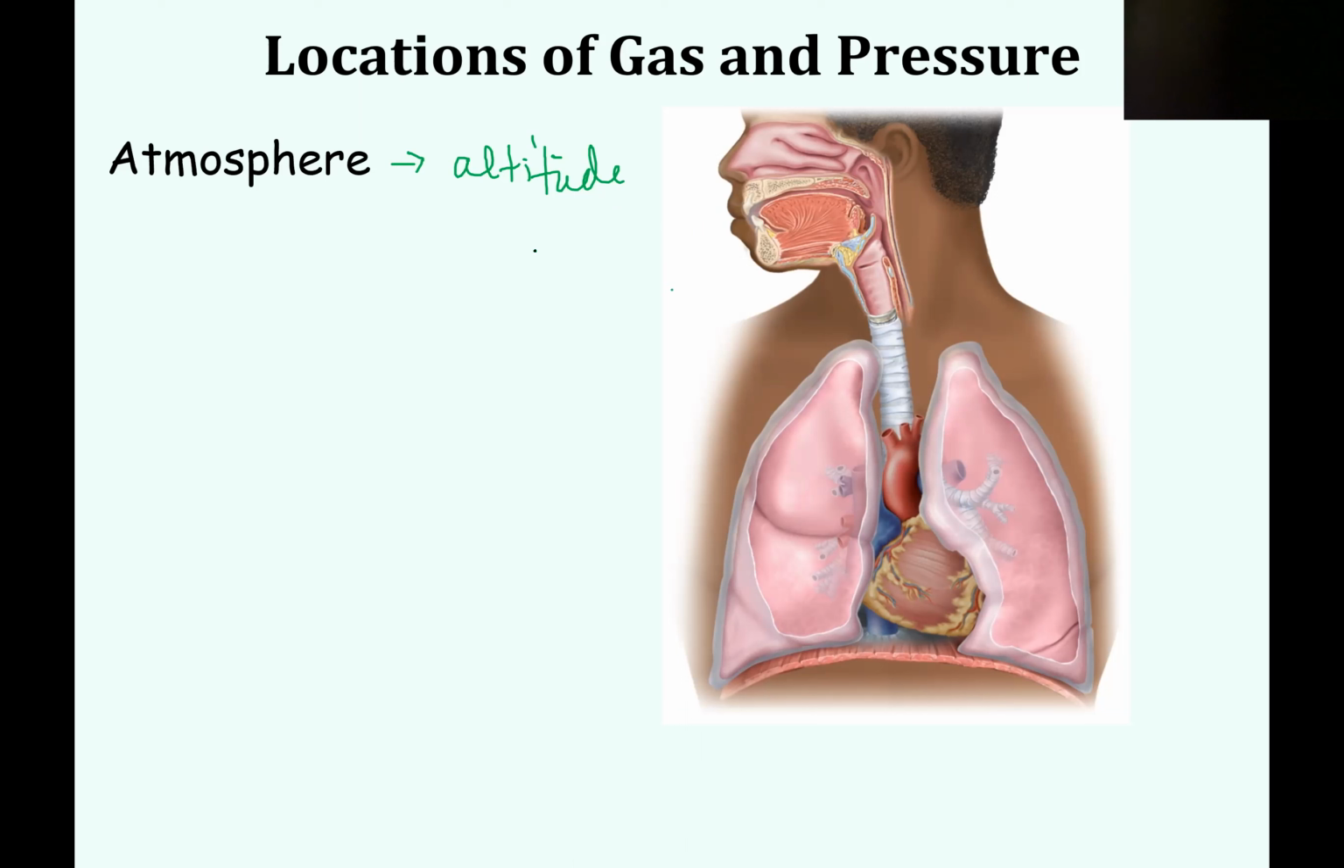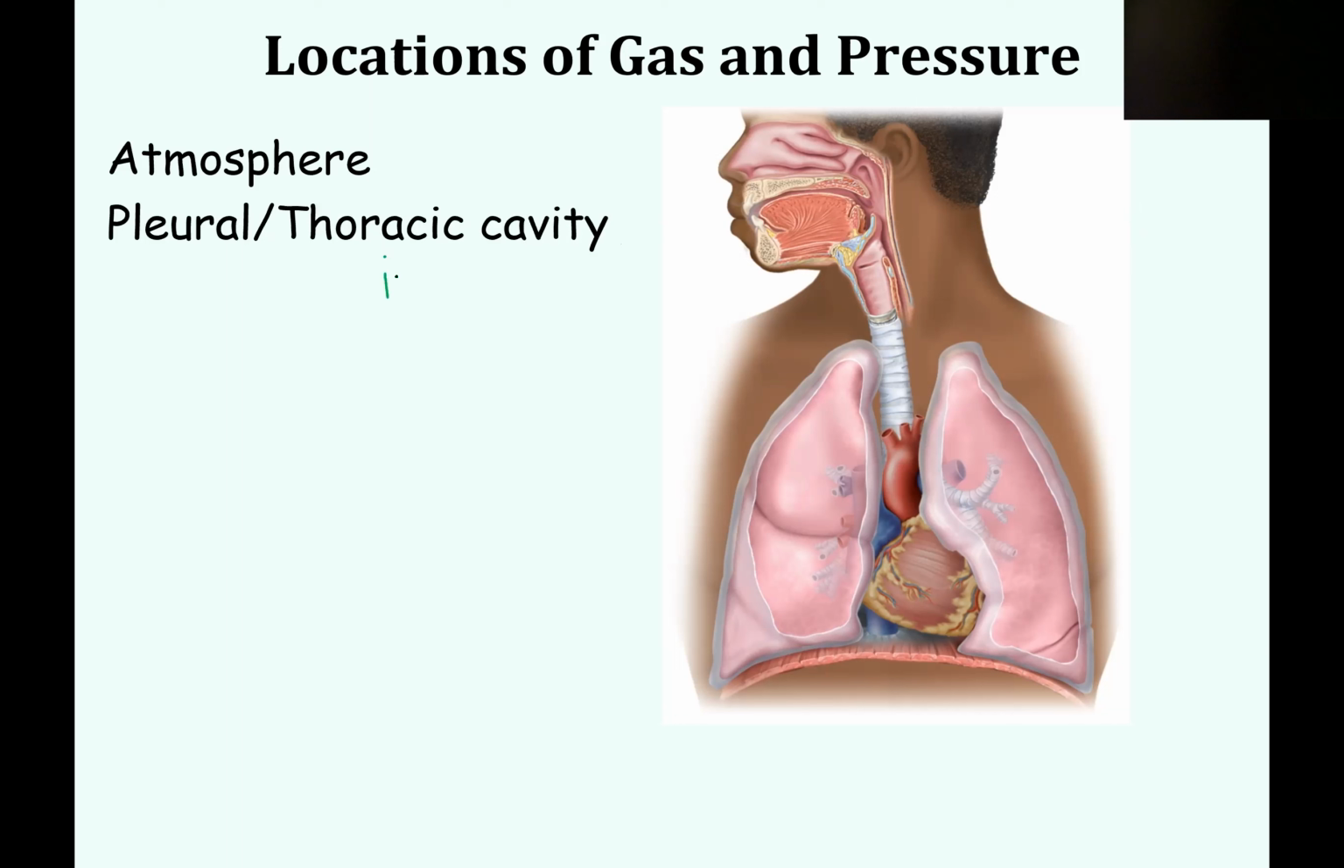Okay. The second location for gases and pressure is pleural or thoracic cavity pressure. We also call this intrapleural pressure.